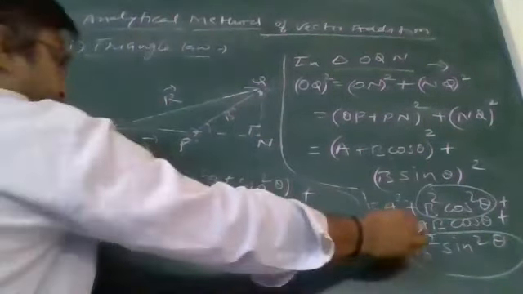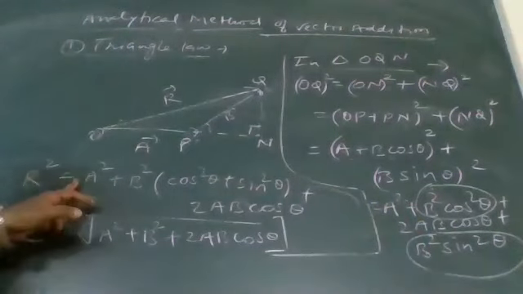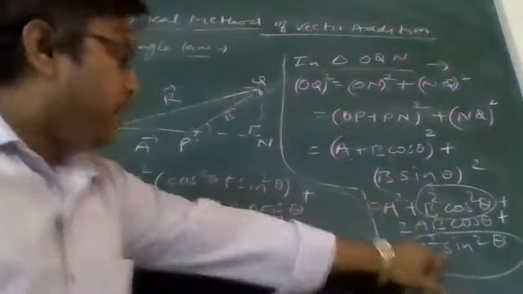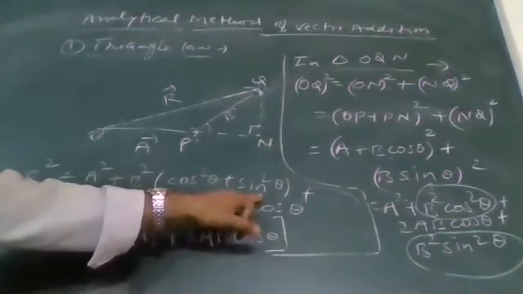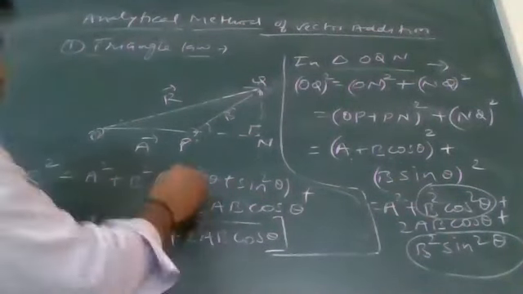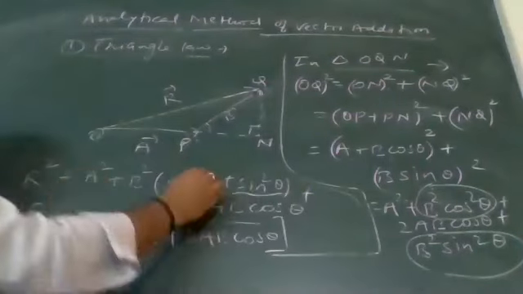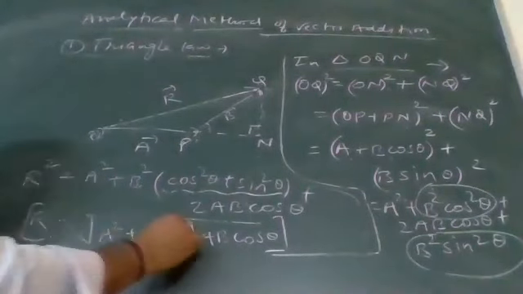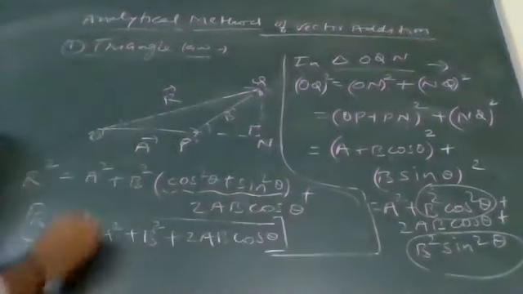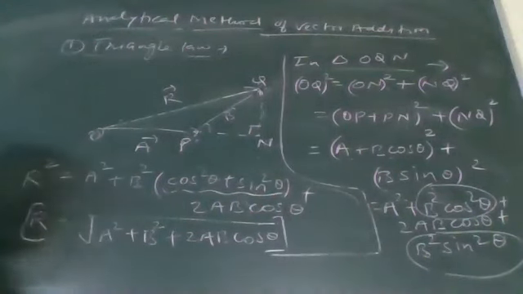From this side I am taking it again. R square is equal to A square plus B square, I am taking common, you will get cos square theta plus sin square theta, plus 2AB cos theta. This value can be written as one. So you will get finally A square plus B square plus 2AB cos theta. The square root of this whole will give you the magnitude of the resultant.